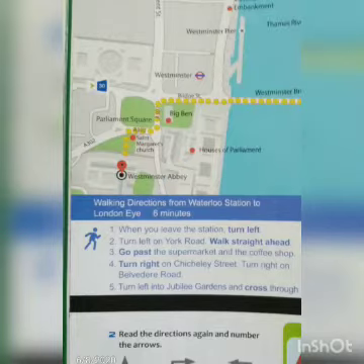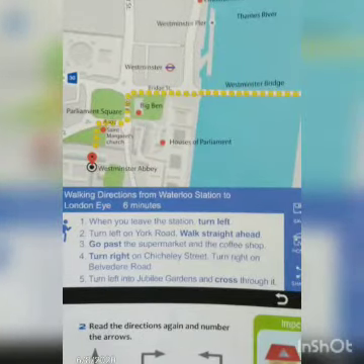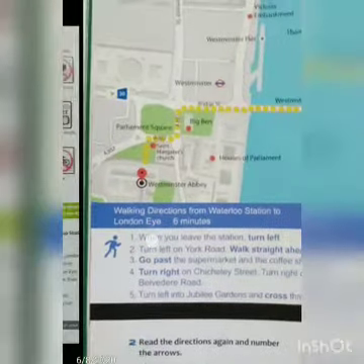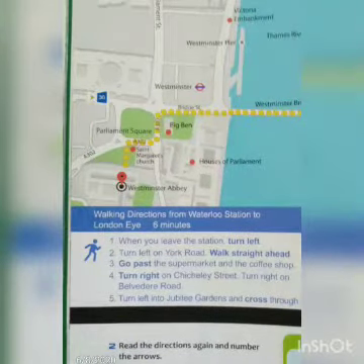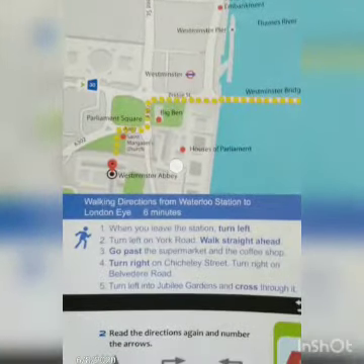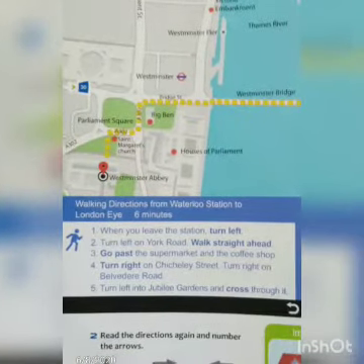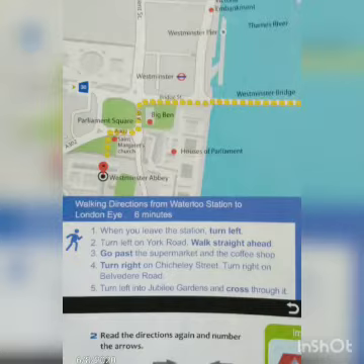1. When you leave the station, turn left. We suppose we are at this point. 2. Turn left on York Road. You have to see where York Road is. Then walk straight ahead. What is walk straight ahead? Es ir recto, ¿verdad?